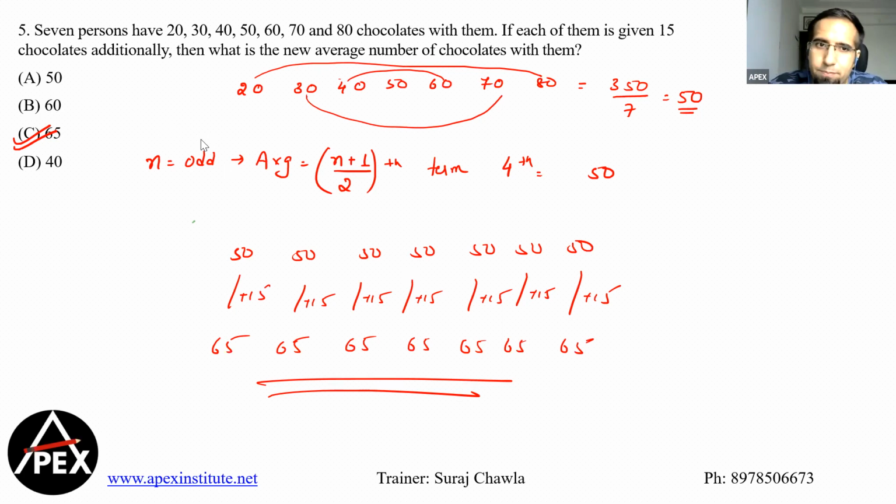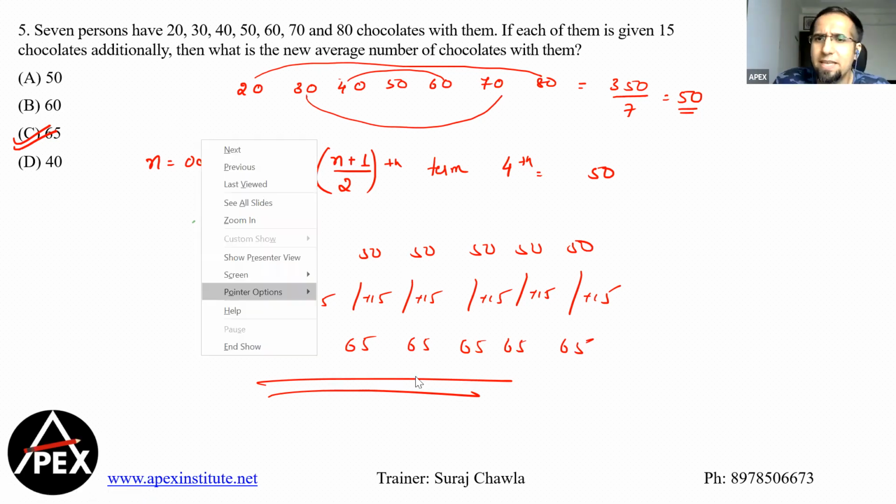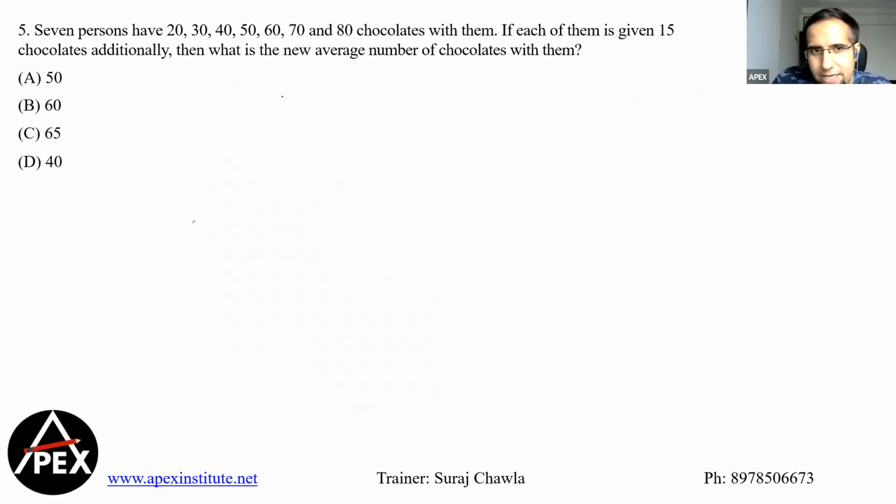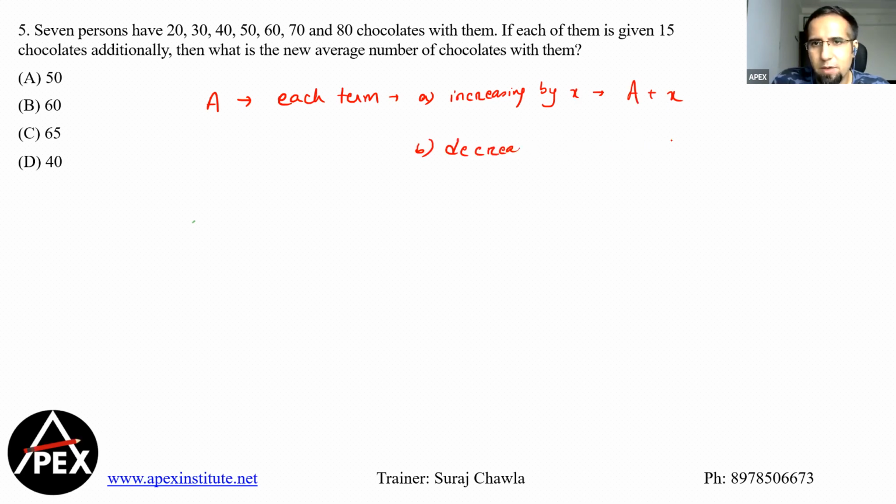So we will learn a simplified principle of averages that can be applied to any series. If you have an existing average A, and each term of the series is increased by X, then your average becomes A plus X. If each term is decreased by X, then the average becomes A minus X.